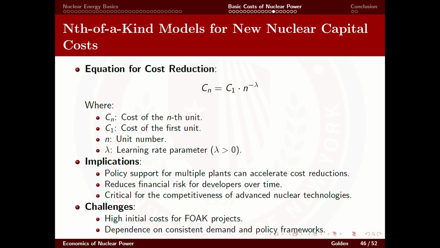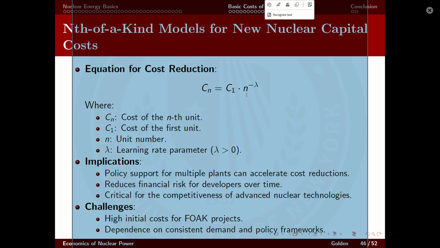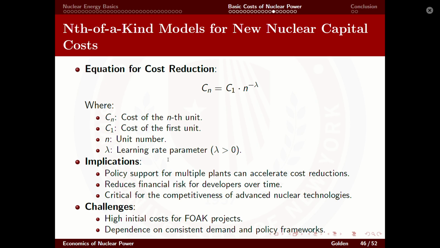So when you're doing an nth of a kind model for new nuclear capital costs, this is the equation for cost reduction: the cost of the nth unit is the cost of the first unit times n raised to the negative of the learning rate. So n is the unit number you're learning over time, and you learn at some rate greater than 0, so the costs decline until they get down.